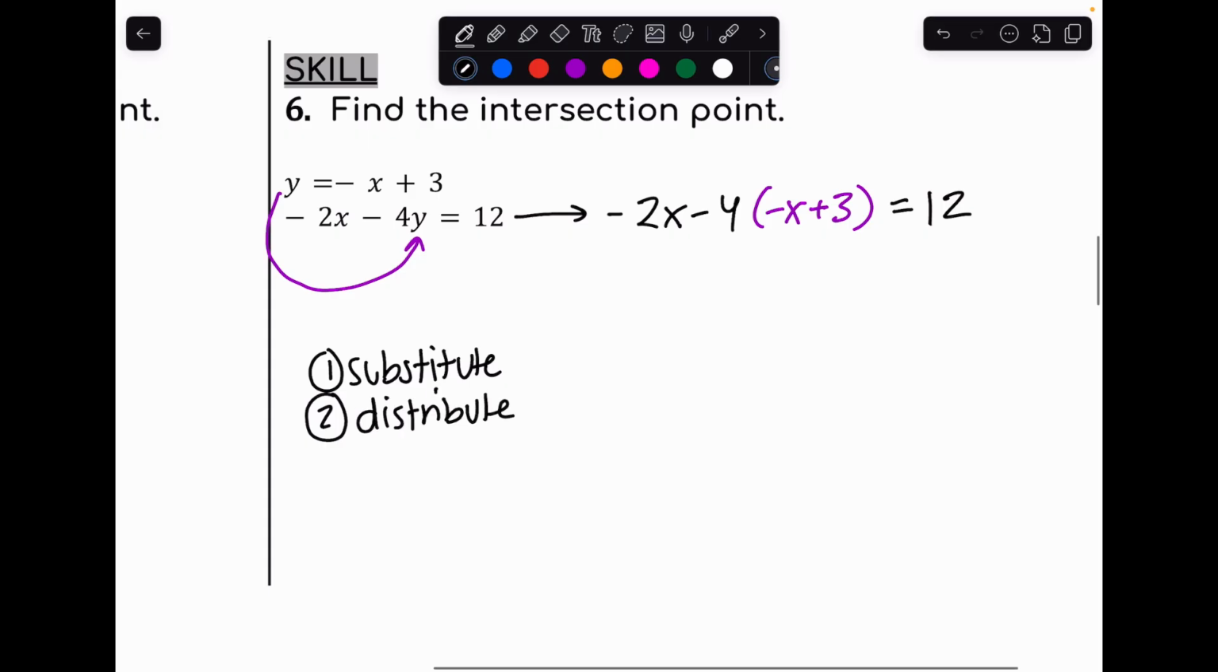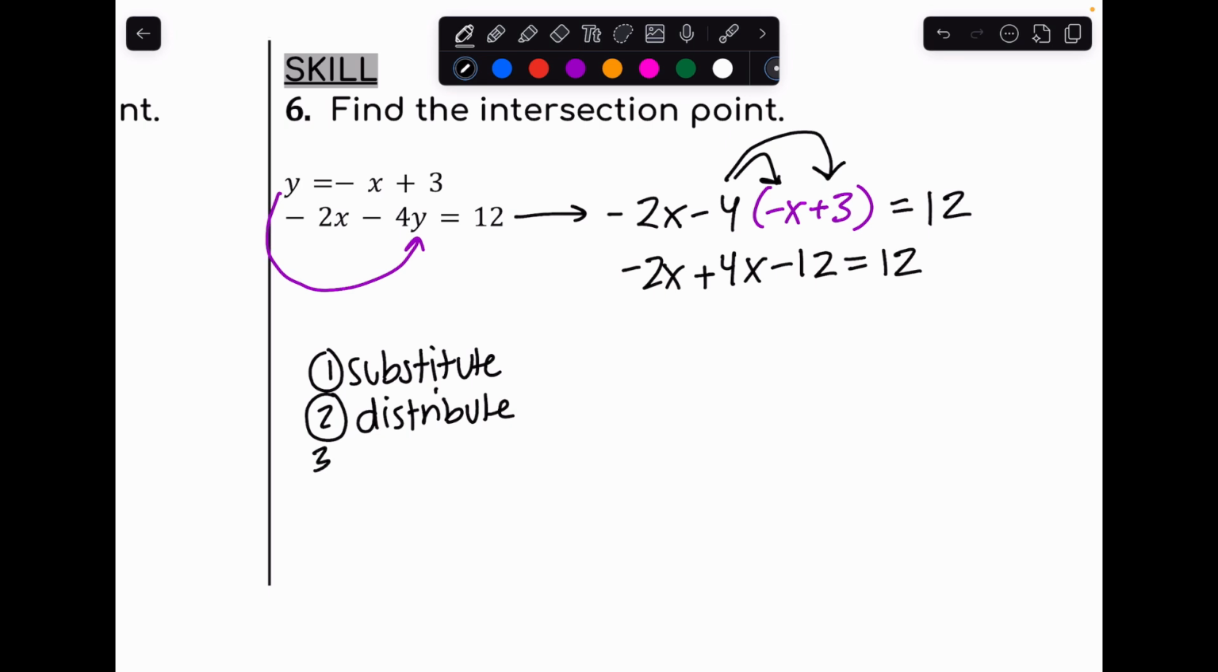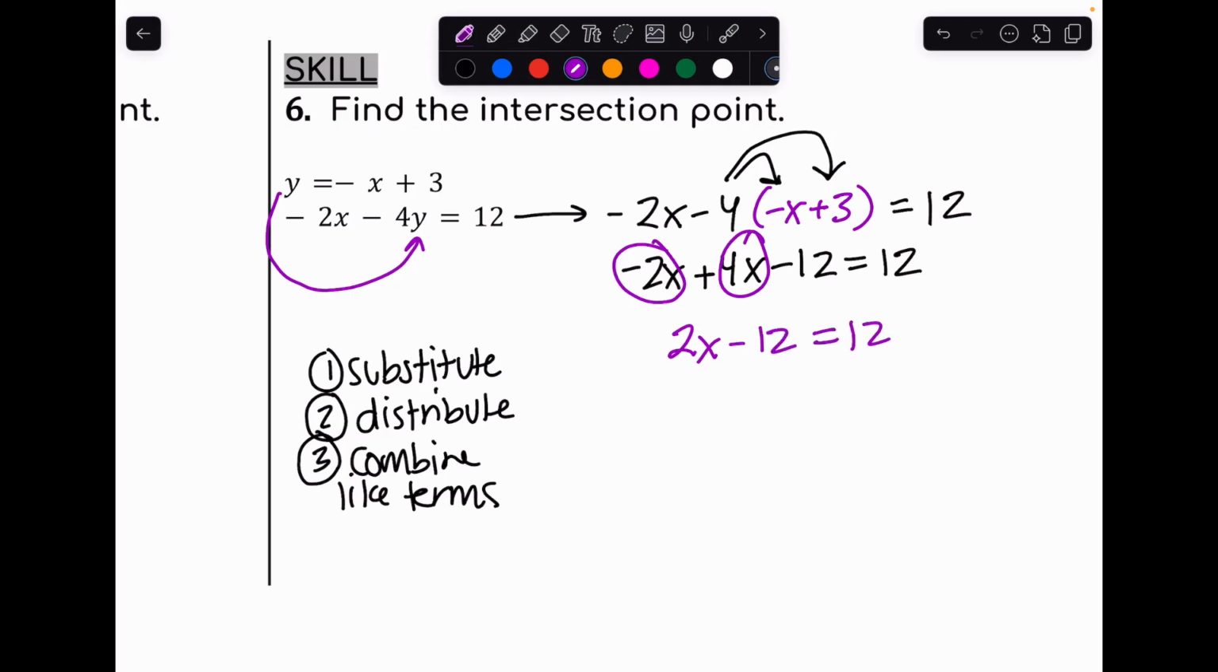When I distribute, a negative times a negative is a positive 4x, and then a negative times a positive is a negative 12. Everything else didn't change, so I'm leaving it as is. I'm going to put a plus sign in front of that 4x because we know it's positive, is equal to 12. The next thing I'm going to do is combine like terms. I know that this and this are my like terms. It gives me 2x minus 12 is equal to 12.